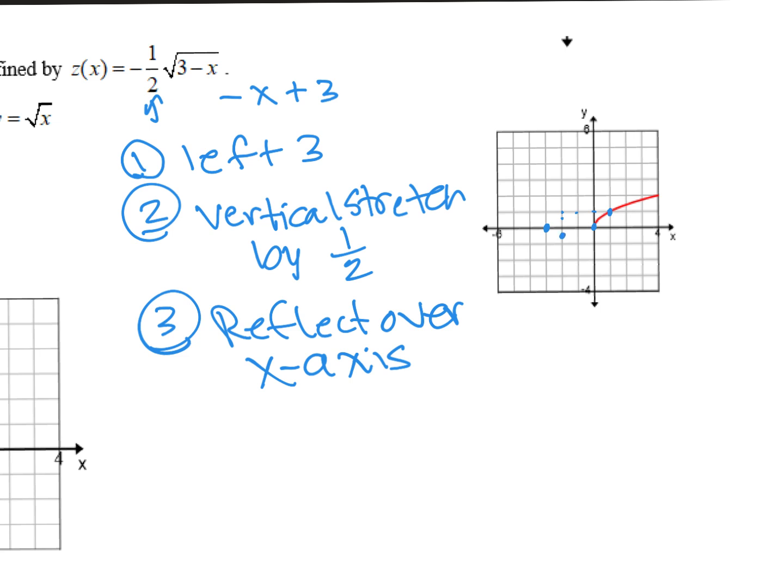Let's find another point, 4, 2. So right here, let's go left 3, so 1, 2, 3. Multiply the y value by 1/2, puts it right here at 1. And then reflect puts it at negative 1. So my new graph actually looks like that.